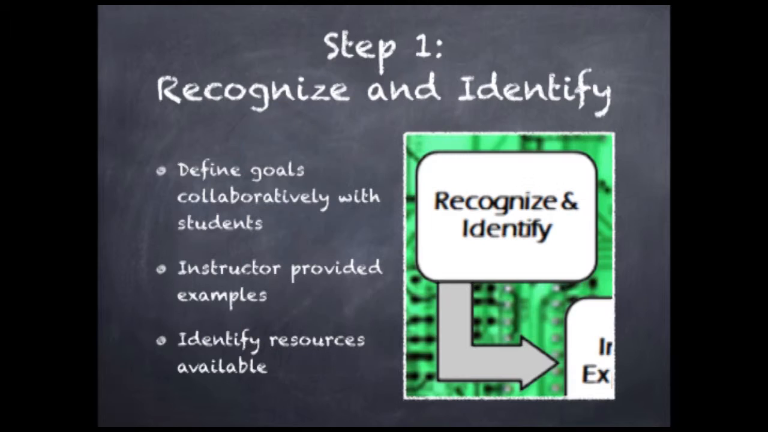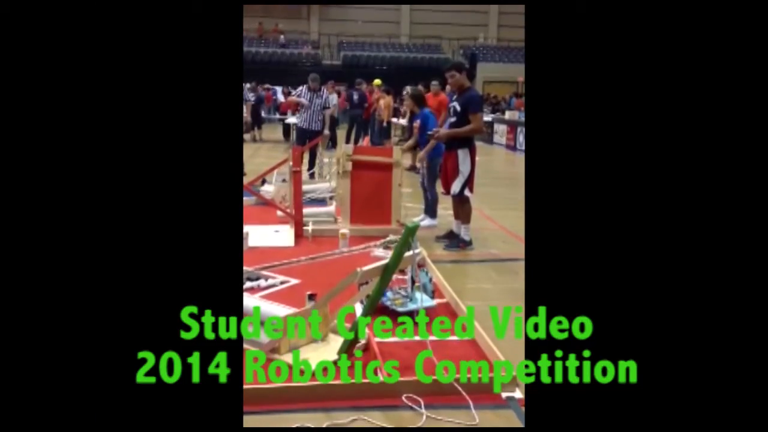In step 1, we begin with the students being able to simply recognize, define, and identify the goals collaboratively with the instructor. The instructor in this model does not come in, put everything up on the wall, and say, here's what you're going to learn. I want the students to work with the instructor to say, look, here's the project in front of us. What do you hope to gain from this project? And in that, the instructor can provide examples of what his expectations are. Also in this step, the instructor would go over the resources that would be available to the students.